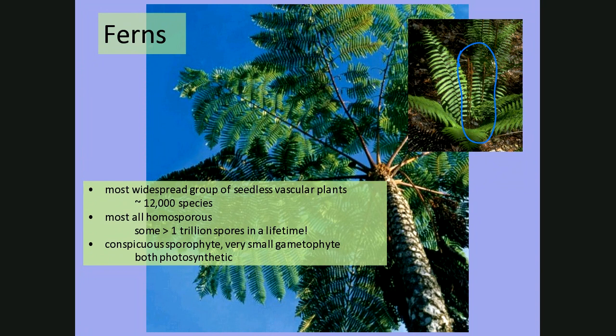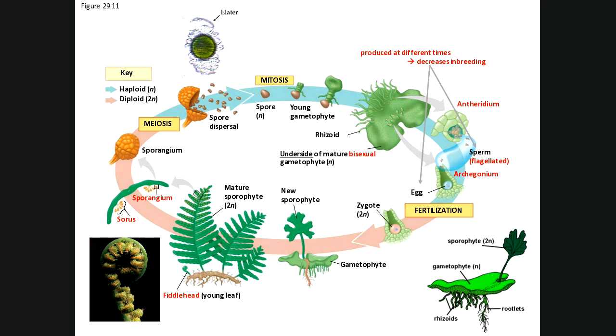Very small gametophytes. All right, now, alternation of generation in ferns. Let's start with what we know. Let's go down here to the bisexual gametophyte. The bisexual gametophyte has got antheridia and archegonium, so it's got both of those gamete-producing structures on the same structure. That's why it's a bisexual gametophyte.